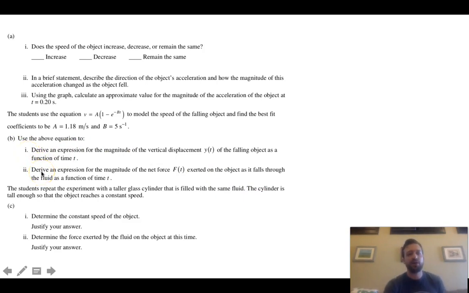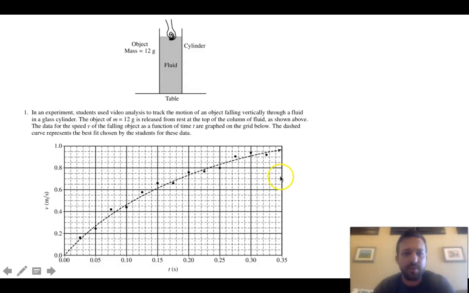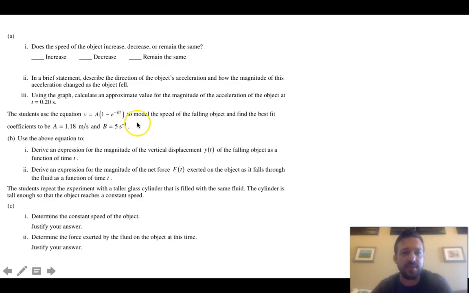Now, derive an expression for the magnitude of the net force exerted on the object as it falls through the fluid as a function of time t. So I want to do net force. Now, I know you guys know this. Force is equal to mass times acceleration, right? And it gave me the mass. Look at the previous one. It gave me the mass is 12 grams.